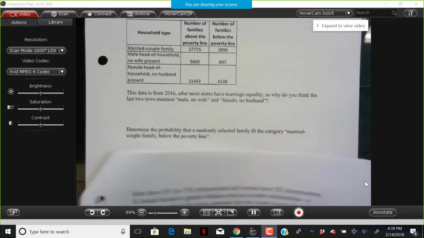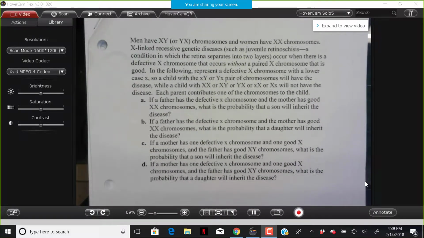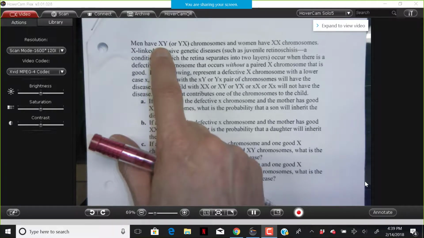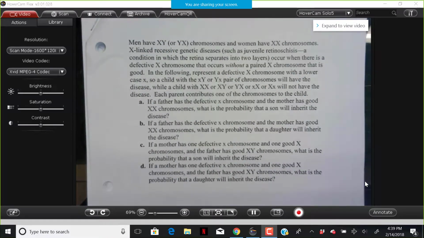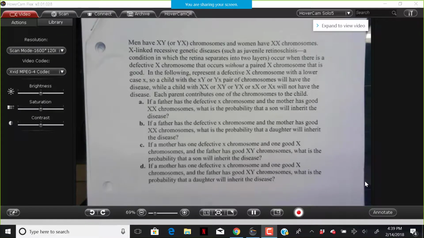All right, and then we did the next page. Okay, another genetics problem. It says men have XY or YX chromosomes and women have XX chromosomes. So there are some X-linked recessive genetic diseases. One is color blindness. That tends to be much more prevalent in males than in females. So it's related to the X chromosome, and we'll see why they call them X-linked, or why that results in men having a higher incidence.